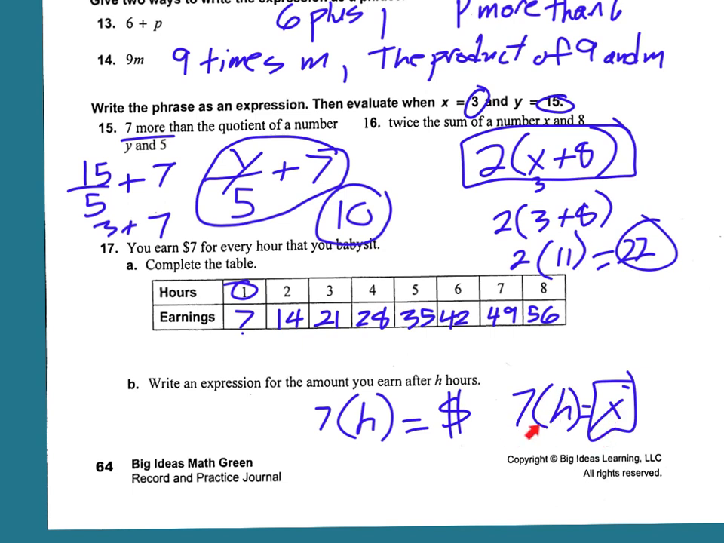But this will work. This expression works for however many hours I work because I'm getting $7 an hour. So if I work 100 hours, well, I can plug 100 in for H. 7 times 100, 700 will give me the answer. So that's what that really is. We're just using this little expression here to represent what's happening in the real world.